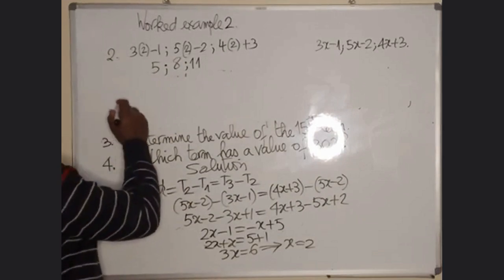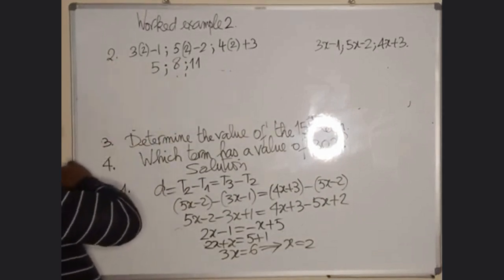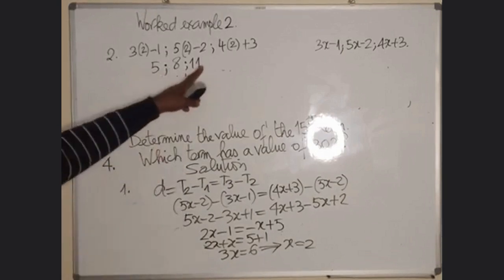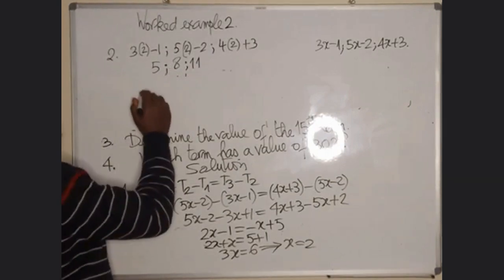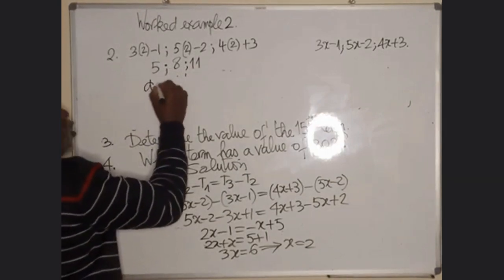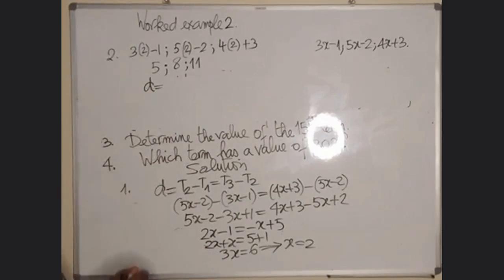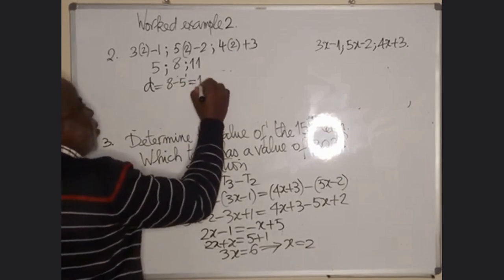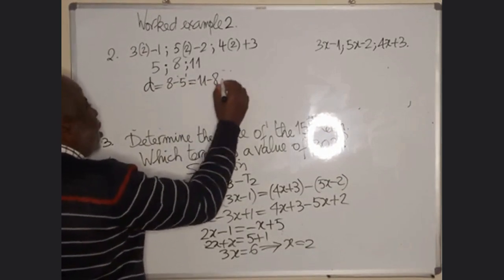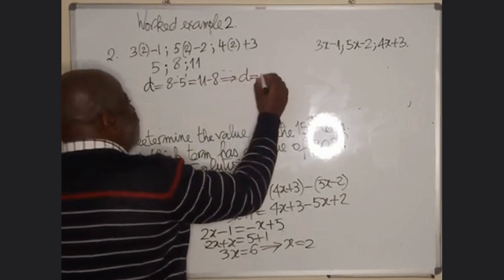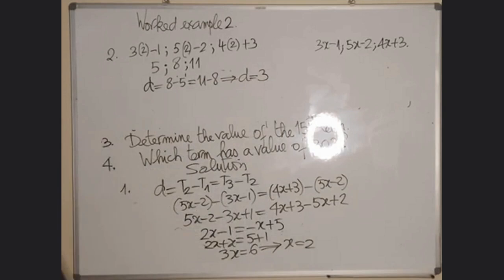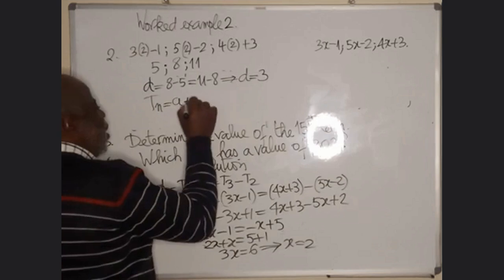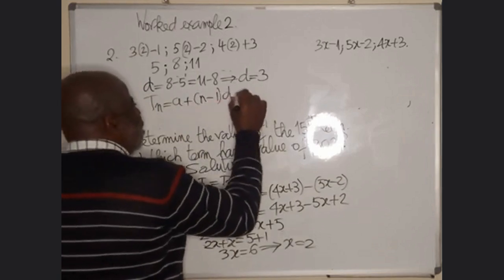So here, we are still under question number 2. We know that the first 3 terms are 5, 8, and 11. And if we want to write the general formula, we will need the common difference. Common difference is going to be 8 minus 5, it will be equal to 11 minus 8, and this will imply that our common difference is 3. Then our general formula, Tn will be equal to A plus n minus 1 times D.